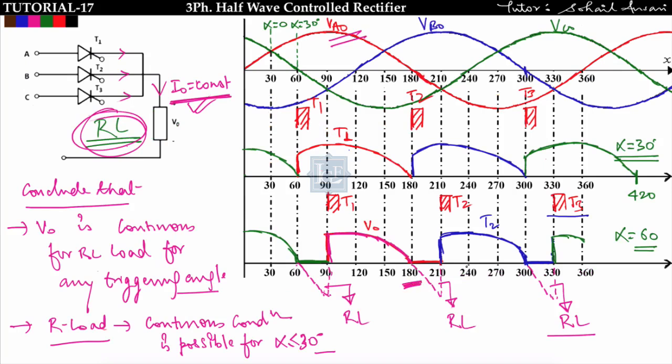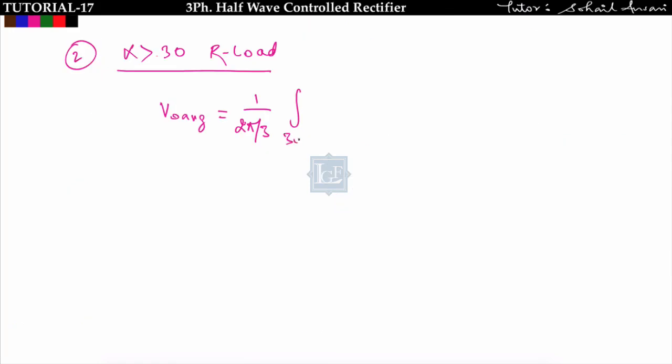After 180 degree it won't conduct, because after 180 degree the supply voltage is going to be negative. So negative output voltage is not possible for R type of load. So it will conduct only till 180 degree. I can write like this, it will conduct from 30 plus alpha to 180 degree and it will follow Vm sin omega t d omega t, where Vm is the maximum phase voltage.